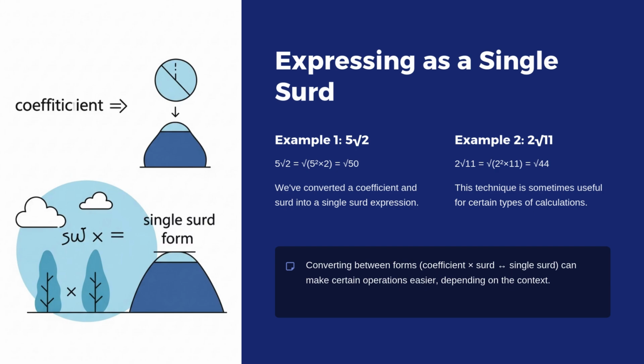Example 2. 2 times square root of 11 equals square root of (2 squared times 11) equals square root of 44. This technique is sometimes useful for certain types of calculations. Converting between forms, coefficient times surd and single surd, can make certain operations easier depending on the context.